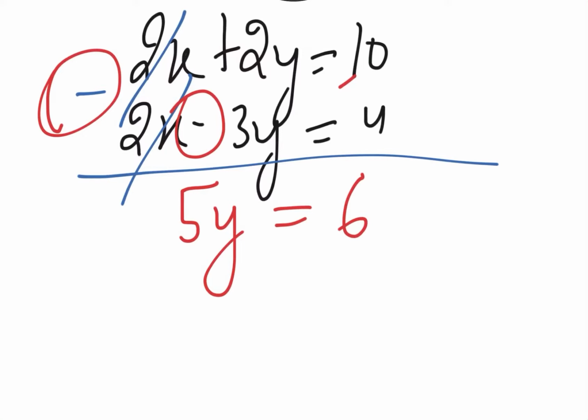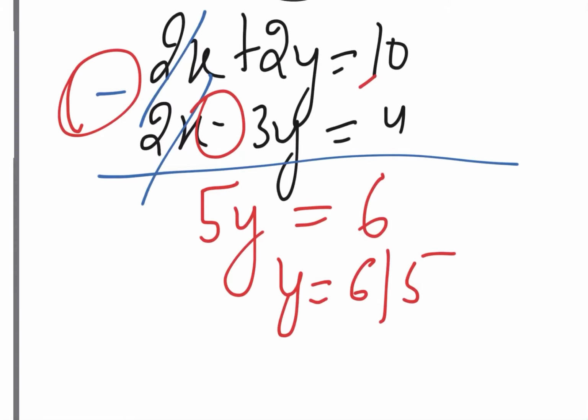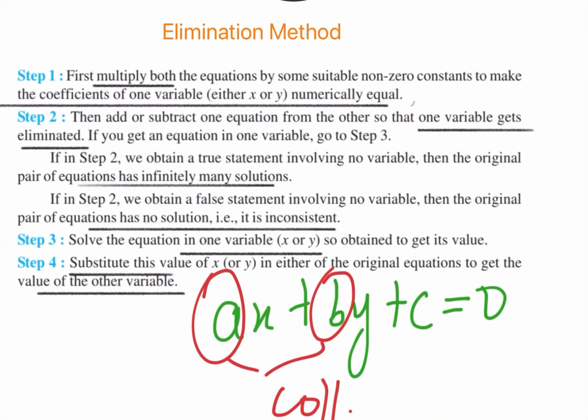So I have come to step 3 now, which states that solve this equation in one variable, which is very simple. If 5y is 6, then y will be equal to what? 6 by 5. That's as simple as that. Alright. Now I have got the value of y. Now the fourth step and the ultimate step of this is substitute this value of x or y which you have got in the other equation to get the value. Just put the value of y, then you will get another equation in terms of x and solve it directly. Isn't it?